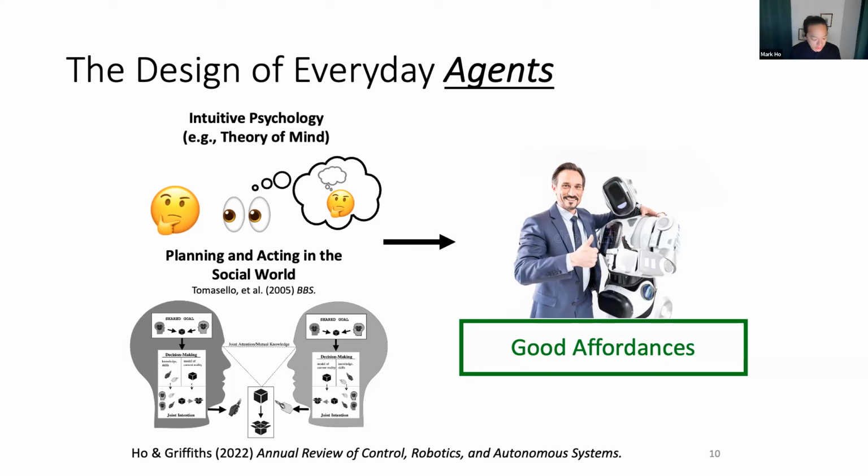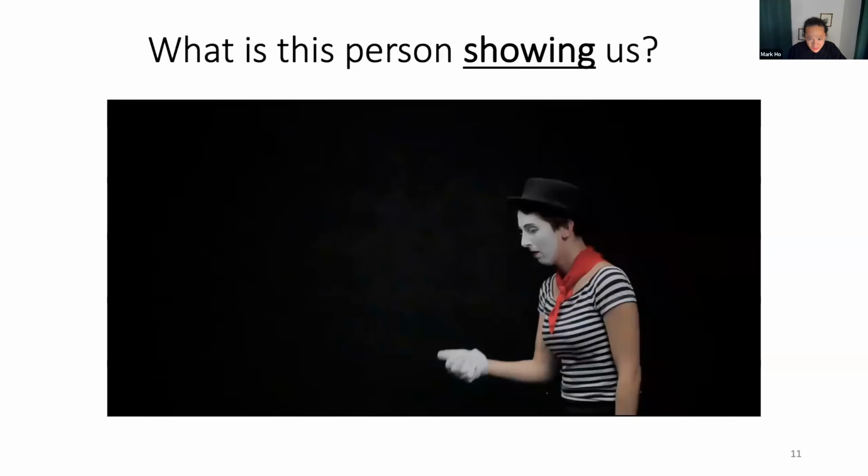So the first thing I'm going to talk about is some somewhat old work, thinking about how theory of mind works in the context of communication. And so theory of mind and action and interpretation works in the context of communication. And so I'm going to play this video of a mime, and I want you to watch it and think about, okay, what is this person showing us?